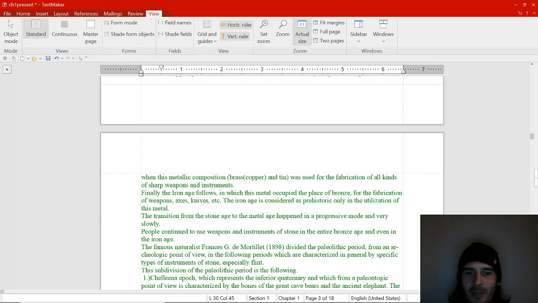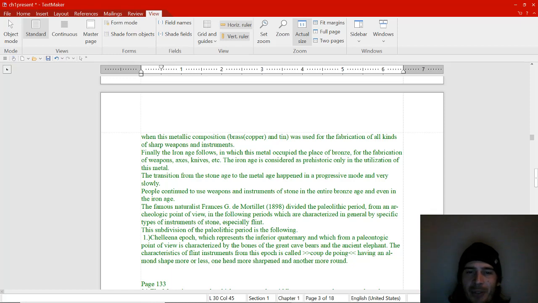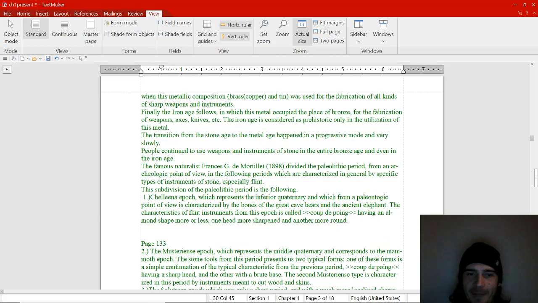The Iron Age is considered as prehistoric only in the utilization of this metal. The transition from the Stone Age to the Metal Age happened in a progressive mode and very slowly. People continued to use weapons and instruments of stone in the entire Bronze Age and even in the Iron Age. The famous naturalist Francis G. de Mortillet, 1898, divided the Paleolithic period from an archaeological point of view in the following periods, which are characterized in general by specific types of instruments of stone, especially flint.